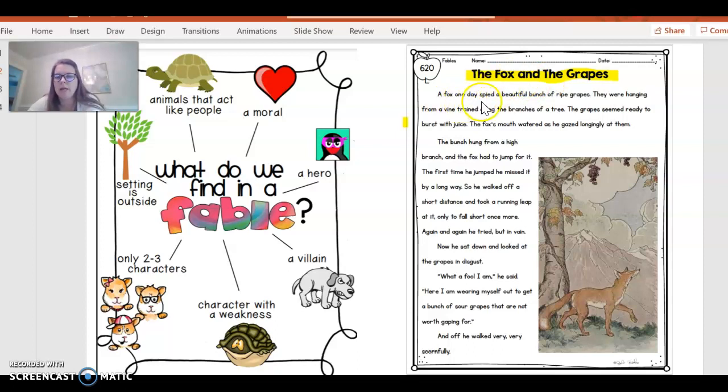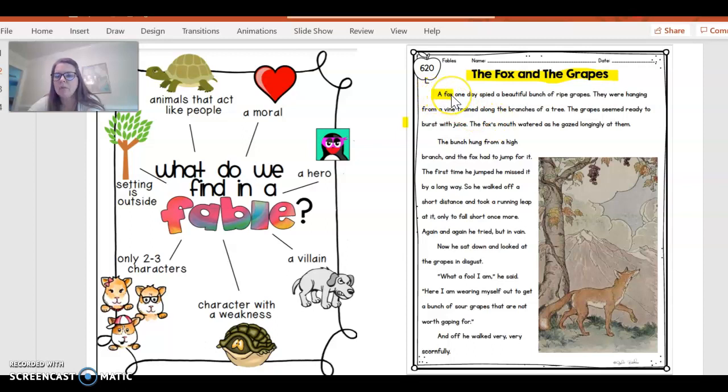A fox one day spied a beautiful bunch of ripe grapes. They were hanging from a vine trained along the branches of a tree. The grapes seemed ready to burst with juice. The fox's mouth watered as he gazed longingly at them.